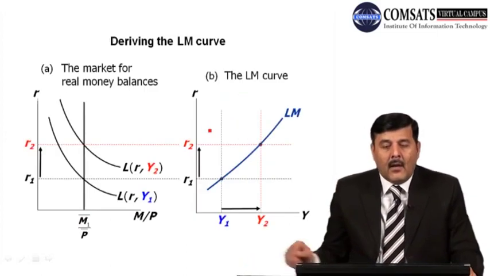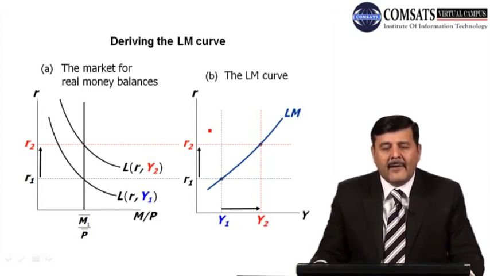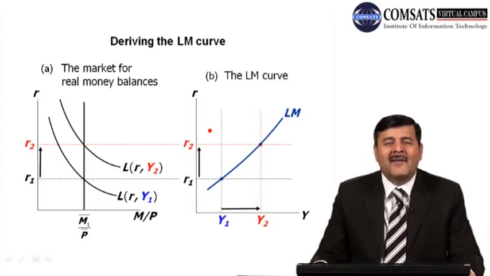curve. Now how can we derive the LM curve by using this equilibrium in the money market? We have two graphs on this slide. Graph A is the market for real money balances, and B is the LM curve. We are measuring R, the rate of interest, on the y-axis in both of the diagrams, and income on the x-axis. As I told you, money supply is fixed, so we have a vertical money supply curve, and we have a negatively sloped money demand curve.